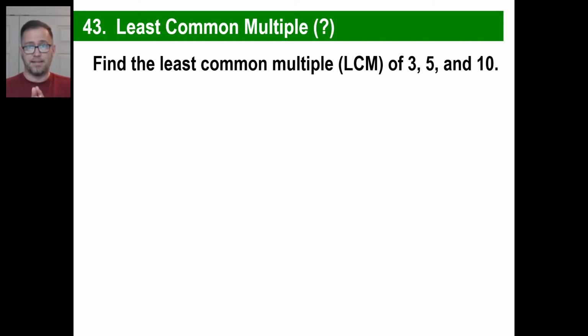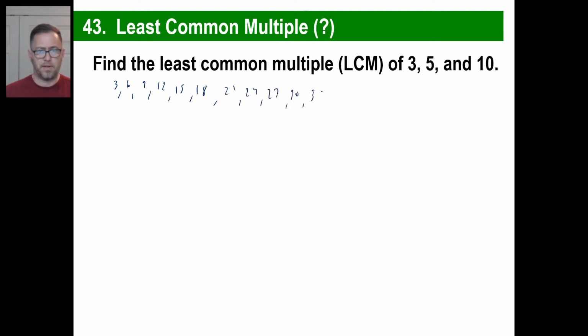So when they say find the least common multiple of 3, 5, and 10, you're looking for the smallest number that exists that is a multiple of 3, of 5, and of 10. For example, I'm going to do the multiples of 3: 3, 6, 9, 12, 15, 18, 21, 24, 27, 30, 33, 36, and so on. Okay, 5, 10, 15, 20, 25, 30, 35, 40, and so on.